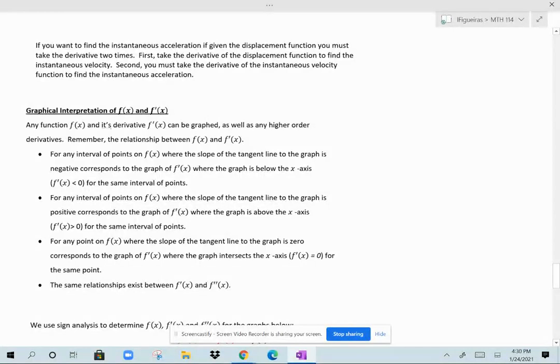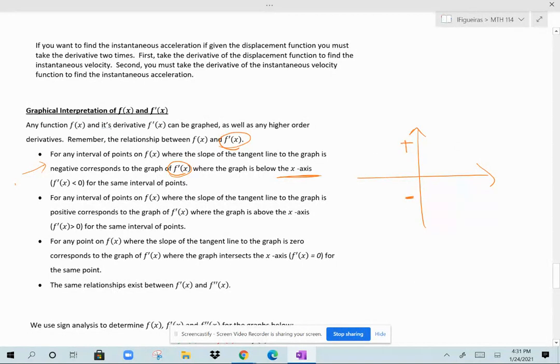So any function f of x and its derivative f prime can be graphed, as well as any higher order derivative like f double prime, f triple prime. And remember, there's a relationship between a function and its derivative. So since f prime represents the slope of the tangent line, for any interval on f where the slope of the tangent line to the graph is negative will correspond to f prime being below the x-axis. So remember, values below the x-axis are negative. Anything below the x-axis is negative, above it's positive.